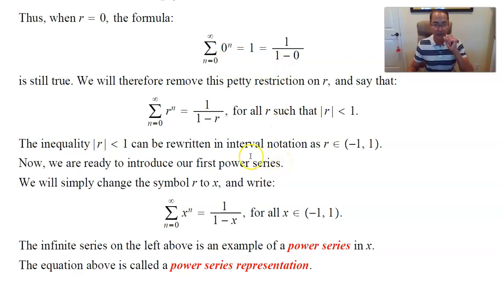To create a power series, all we do is change the letter. So we're going to do a switcheroo. Instead of the letter r, which appears 4 times in this sentence, we're going to say summation n equals 0 to infinity x to the power n is equal to 1 over 1 minus x for all x between minus 1 and positive 1. Here is our very first, what is called a power series representation.